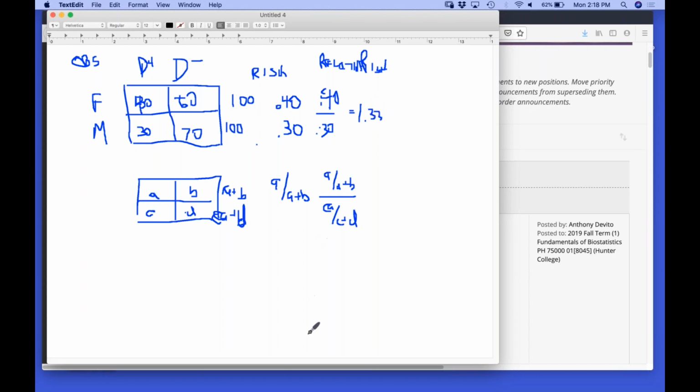What does that tell you? That tells you the risk of being diabetic is 33% higher for females than it is for males. Isn't that easy to wrap your head around? We see that all the time on the news. A new study just came out: if you're a smoker, your risk of lung cancer is 5 times what it is for someone who doesn't smoke.